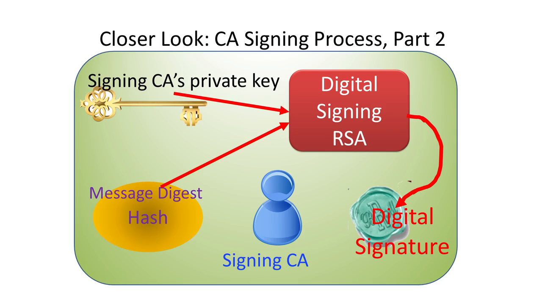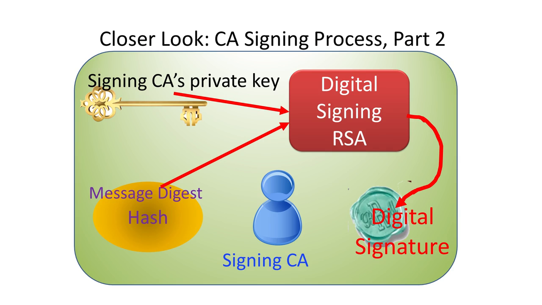Here we show step 2 of the certificate signing process. The signing CA chooses the encryption algorithm for encrypting the hash generated from step 1 of the signing process. This algorithm has to be an asymmetric encryption algorithm. A typical choice is the RSA algorithm. RSA stands for the names of the creators, Rivest, Shamir, and Adleman.